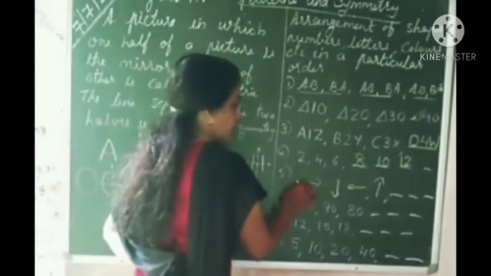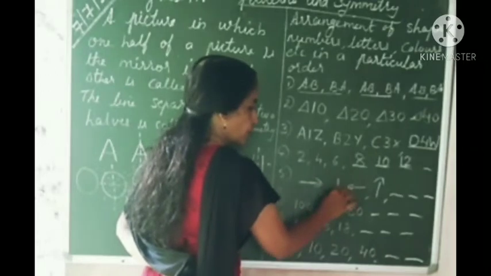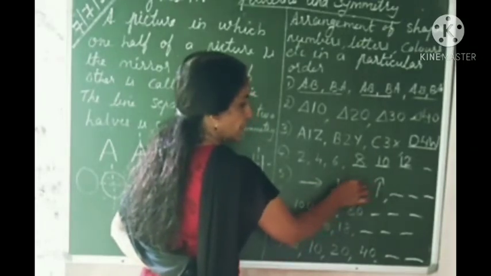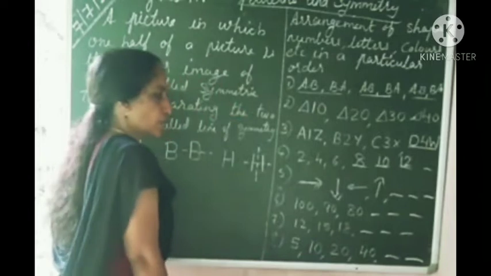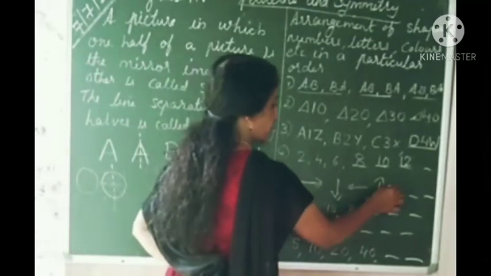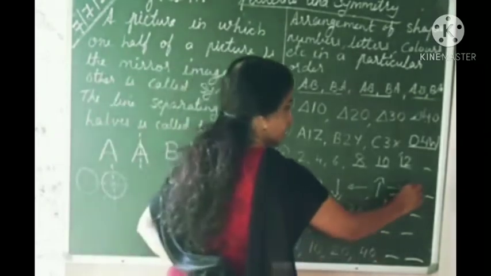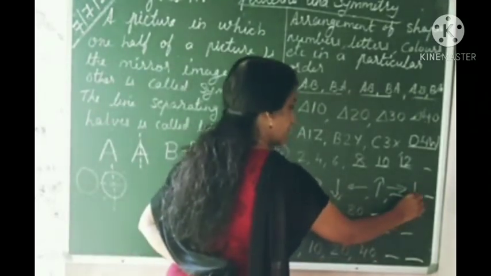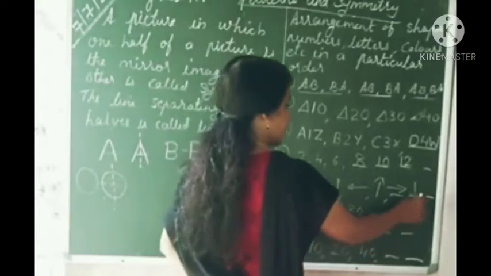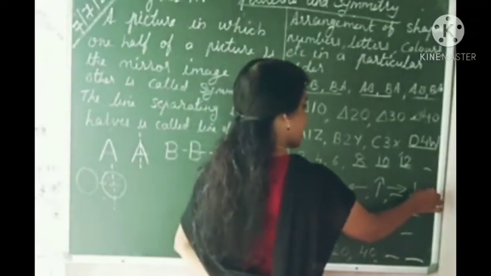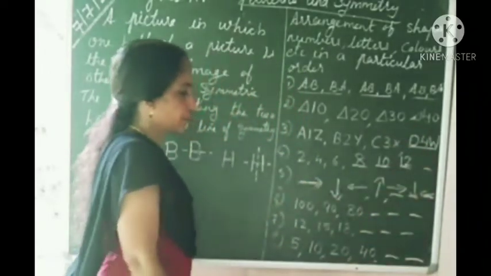Next, one arrow mark to the right side, then downward, then left, then upward. Can you say the next one? Yes, the first one is repeating again. Right side, then downward, then left side, then upward, etc.